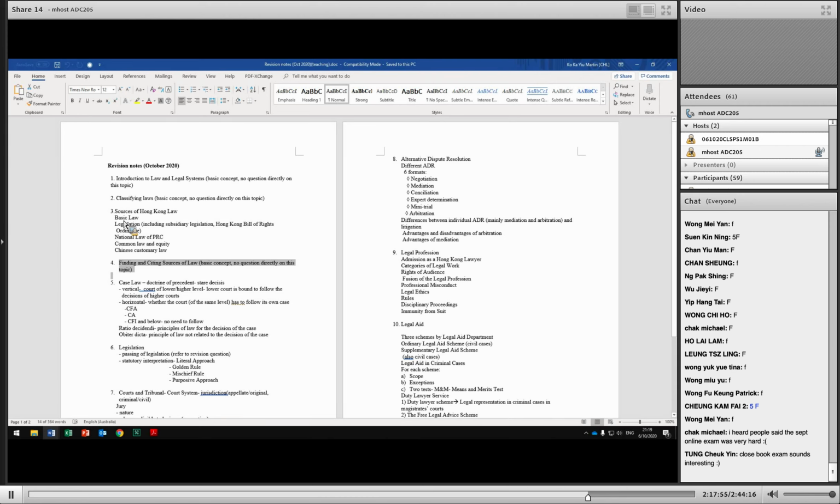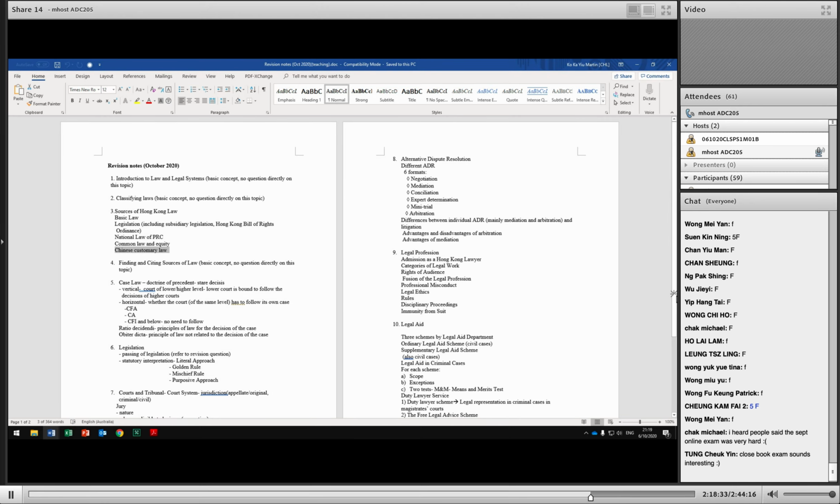So these are the main points. Sources of Hong Kong law. We have different sources. The Basic Law is supreme, and then we go to legislation, national law of China, common law and equity, and also customary law. Please note that international law is not a source of law in Hong Kong. International treaty will not be applied directly to Hong Kong. Usually it will be converted into an ordinance. Only the ordinance will be used. The international treaty cannot be used directly in Hong Kong.